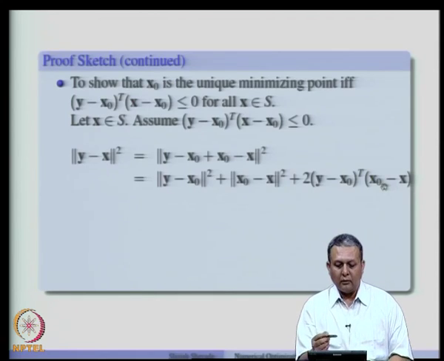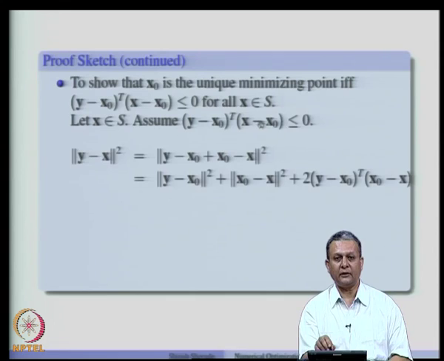Now, if you look at the second term, x naught is a point in the set S, and x is also in the set S. The norm of x naught minus x squared is always a non-negative quantity. Now, if you look at the third quantity, the inner product of y minus x naught and x naught minus x is always greater than or equal to 0 because of this. Remember that here we have used x minus x naught and here we have used x naught minus x. So, the third term is always greater than or equal to 0.